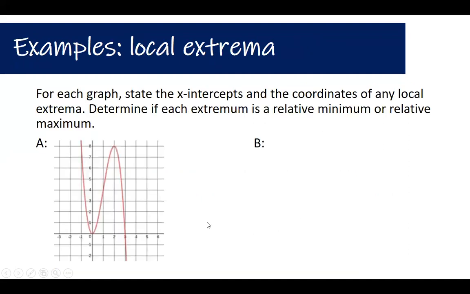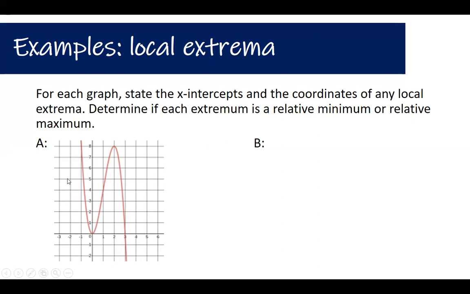So let's look here. Let's just look at the graph and let's state the x-intercept, and let's state the coordinates of any local extrema. So we want to know if the extrema is a minimum or if it's a maximum. So first, let's talk about the intercepts of graph A. We see that it touches the x-axis here at 0, 0. So it doesn't actually cross it, but it touches it. So we have an intercept at 0, and we have an intercept at x equals 3 over here. And it's going to cross there.